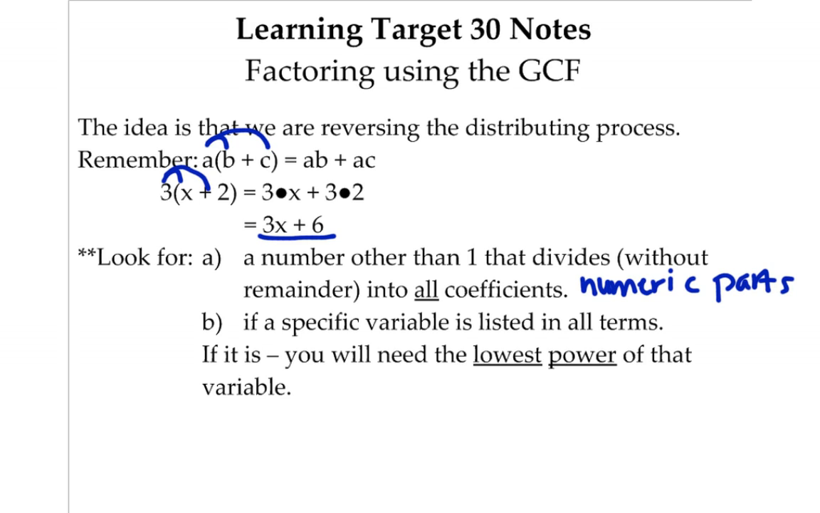So let's get to some examples. Let's say, for example, I am given 5x plus 15. So we start by looking at the 5 and the 15 and ask ourselves what number goes into 5 and 15 evenly, and we want the largest possible number. In this case, that number is 5. We also then check for the x's in every term, and in this case, I only have x in the first term, so I cannot factor out the x.